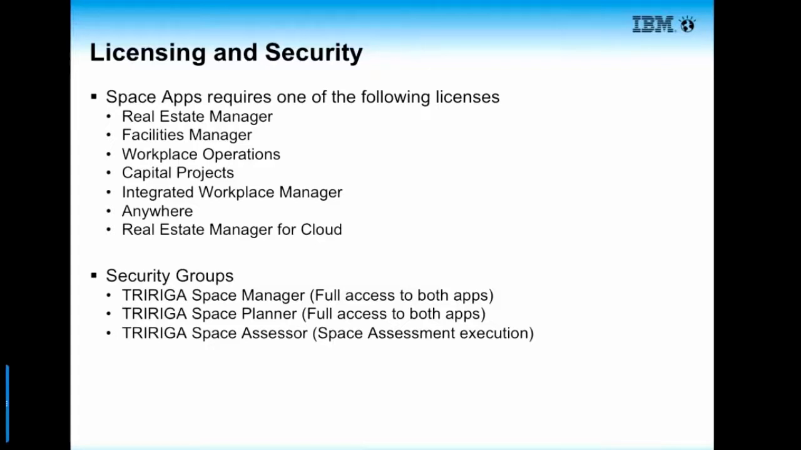And the other thing I'm talking about is security groups out of the box. TRIRIGA Space Manager and Planner have complete control. They can have access to both apps, and they can create an assessment in both places. Whereas with the TRIRIGA Space Assessor, you will not have access to the Space Management app, and you will have access to execute only the space assessment out of the box.